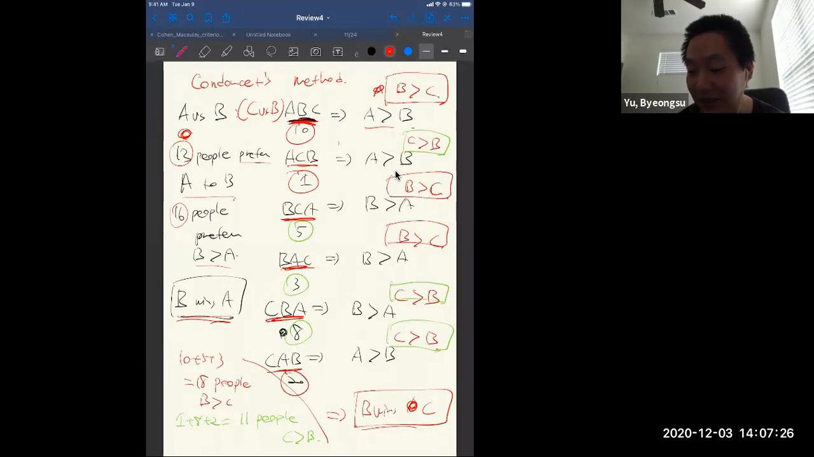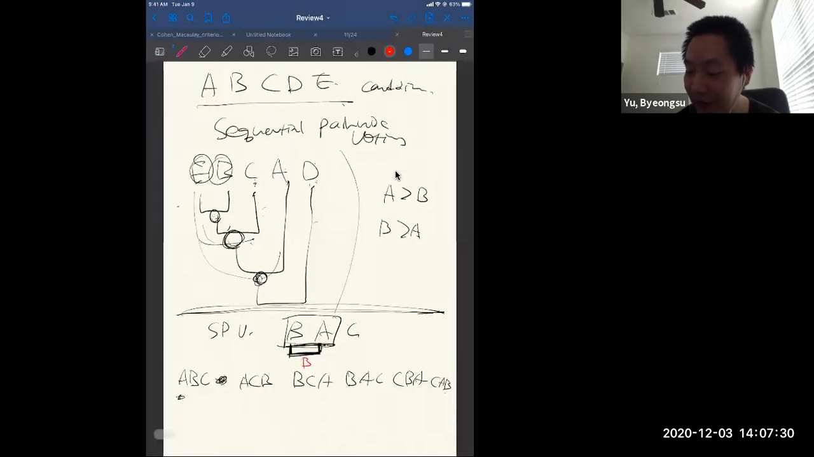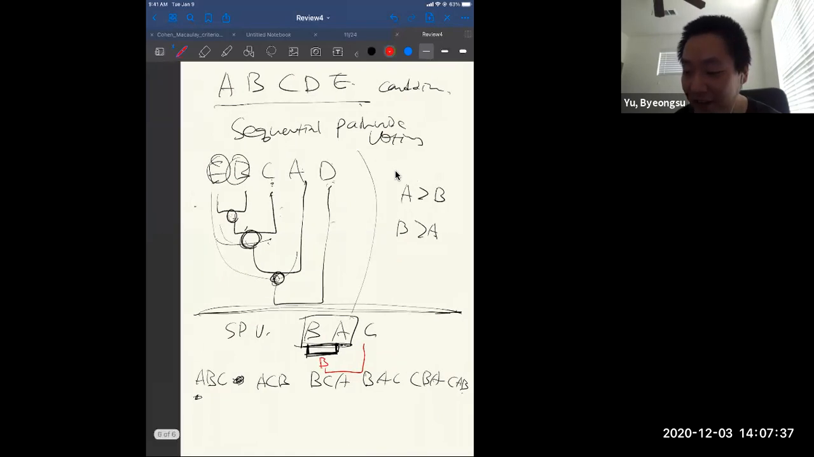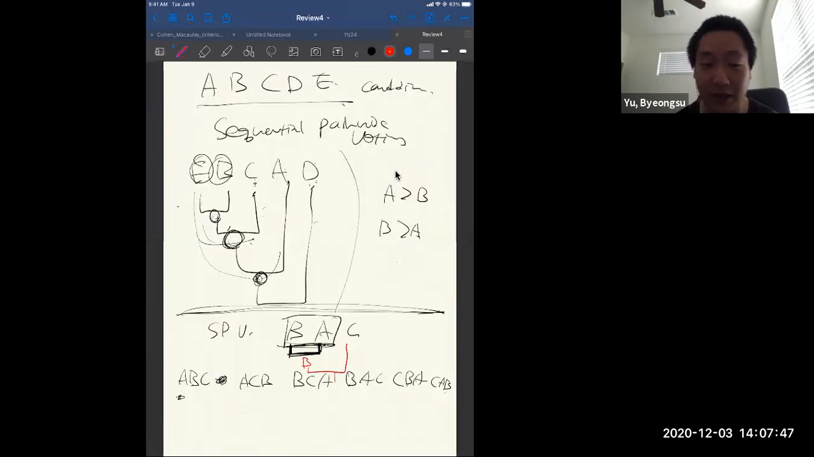Great. So from the Condorcet method result, we know that B wins, and then what we need to do is compare B and C. Again, in this case, B also wins over C, right? From the Condorcet method result. So B is also the winner in sequential pairwise voting in this case.